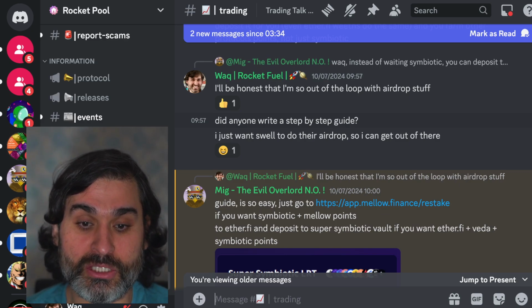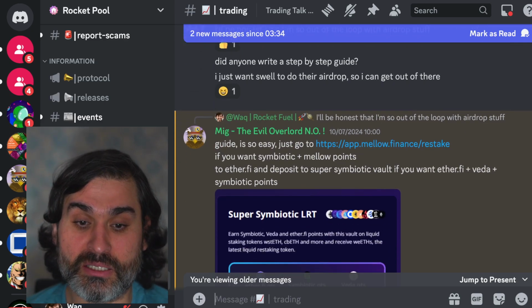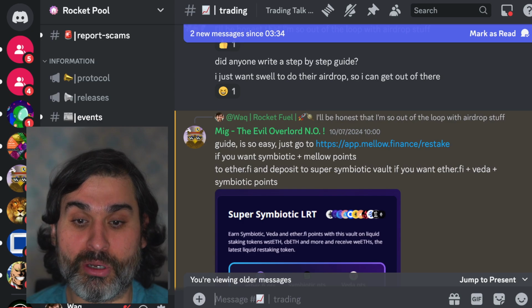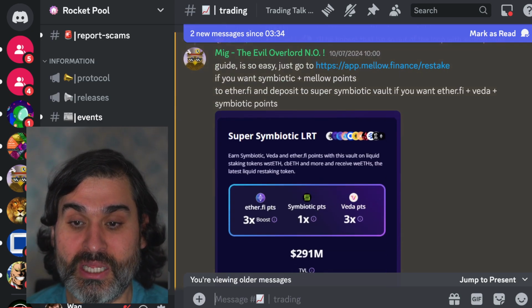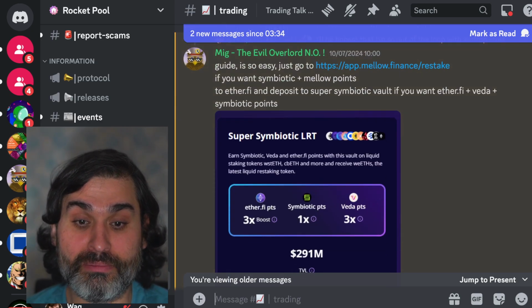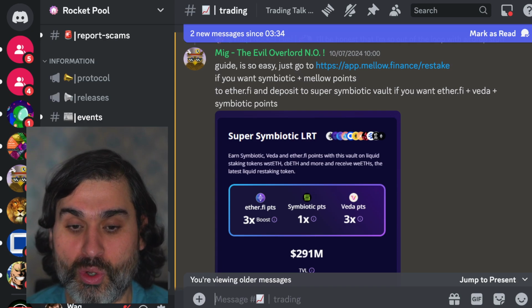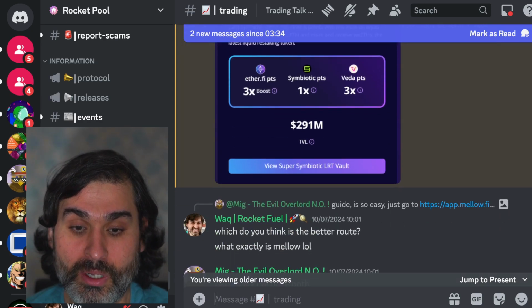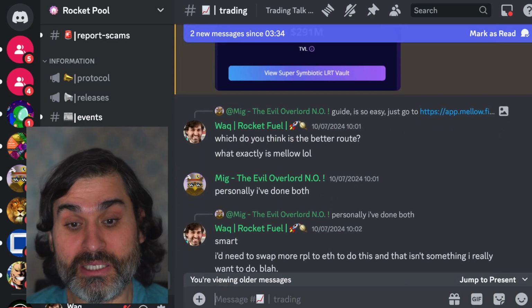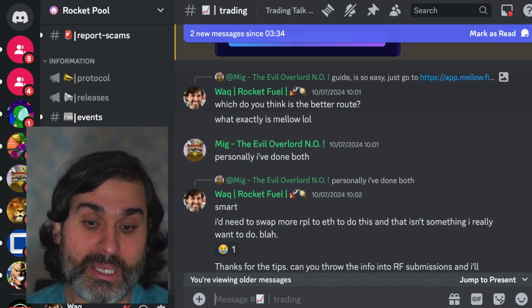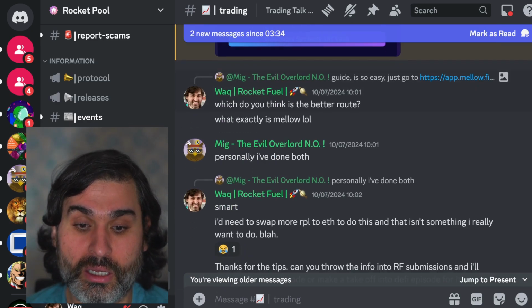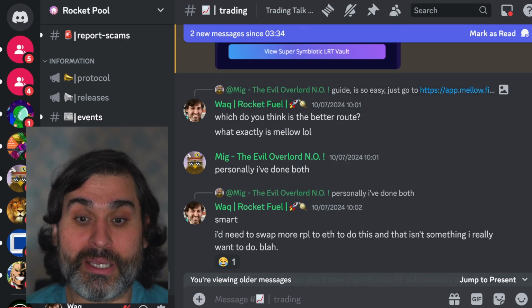And then Mick says it's so easy, just go to mellow.finance and restake if you want Symbiotic plus Mellow points, or go to EtherFi and deposit to Super Symbiotic Vault if you want EtherFi plus Veda plus Symbiotic points. So there's a whole lot of point games playing here right now. I said which route is better. Mick said I've done both, so that makes quite a lot of sense. So I think I might do that as well.